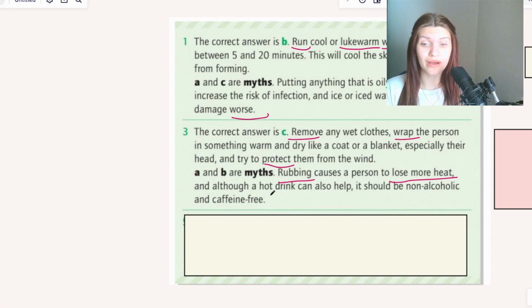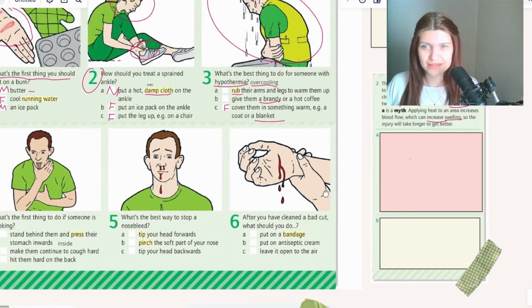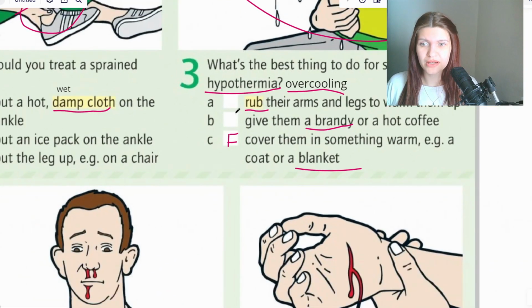And although a hot drink can also help, but not brandy and not a hot coffee because they have alcohol and caffeine. Yeah, a hot drink can also help. It should be non-alcoholic and caffeine-free. Okay. C is a fact, but A and B, they are myths.